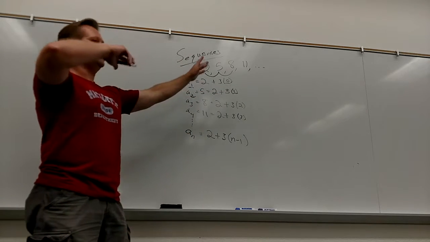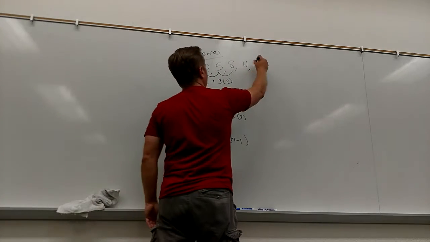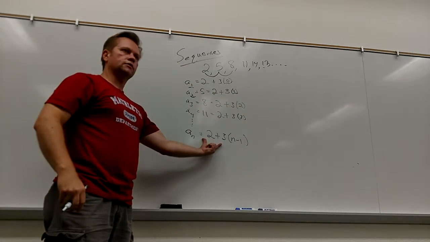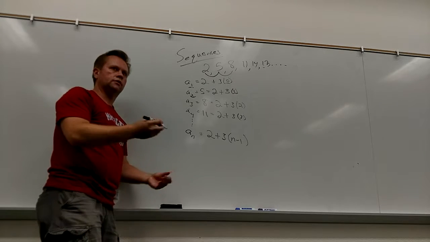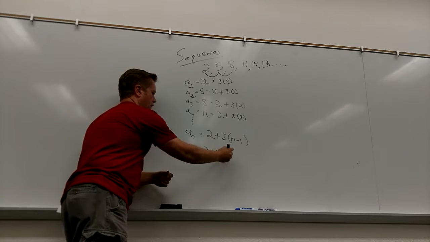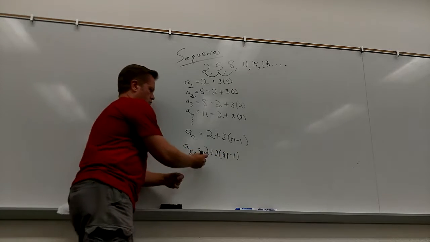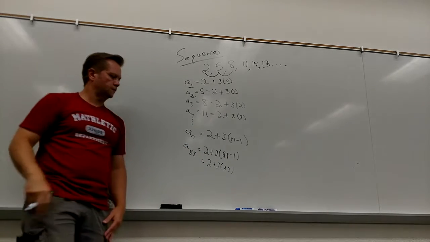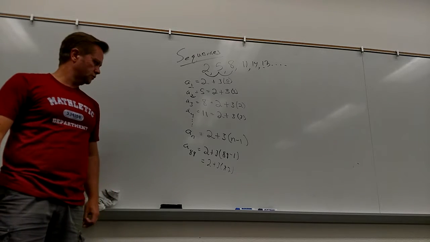Now if I ask you, what is the 88th term? Thank the gods you don't have to go one by one. I can just do this. If I want the 88th term, how would you do that? Plug in 88. What's A88? 2 plus 3 times 88 minus 1. 2 plus 3 times 87. 263, I think. Yeah.